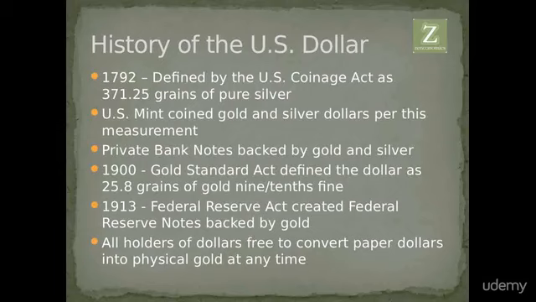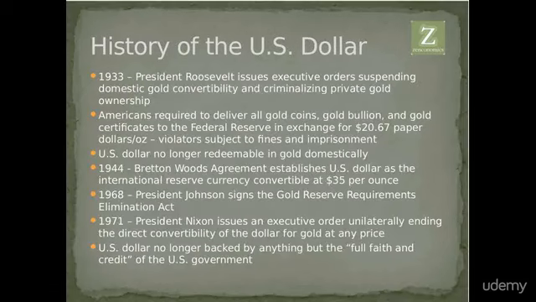20 years later, however, in 1933, President Franklin Roosevelt issued an executive order suspending domestic gold convertibility and criminalizing private gold ownership. All Americans were required by law to deliver all gold coins, gold bullion, and gold certificates to the Federal Reserve in exchange for paper dollars at $20.67 per ounce of gold. Violators were subject to fines and imprisonment.